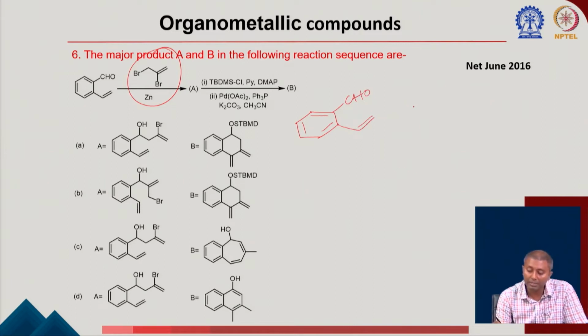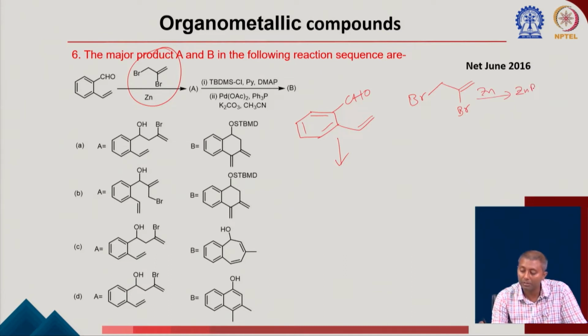Now if you treat with this particular reagent, there is a vinyl bromide and there is an alkyl halide. Once you treat with a zinc powder, as I mentioned, you will be forming the corresponding zinc bromide. Okay.